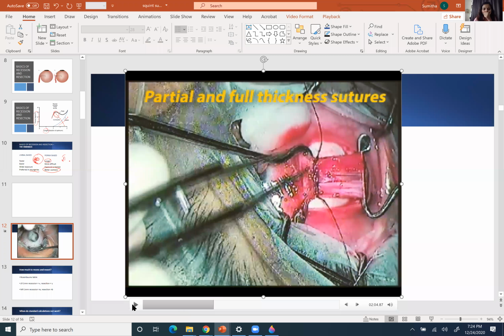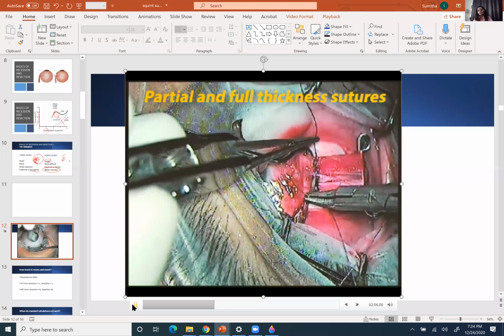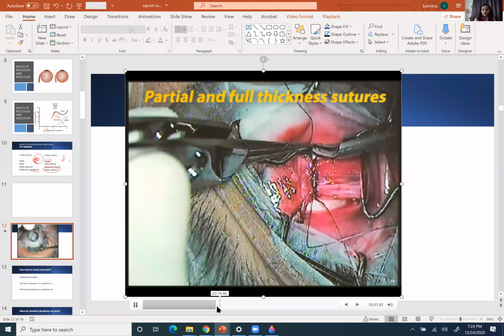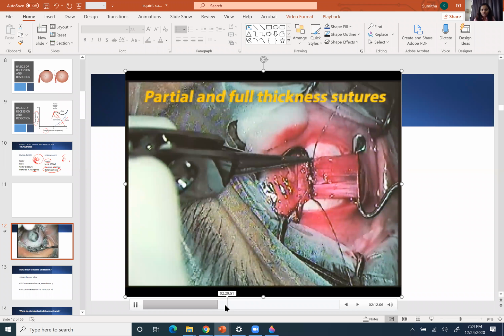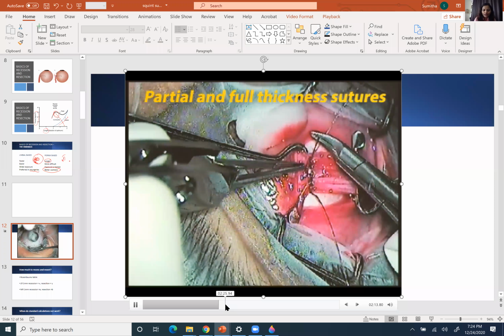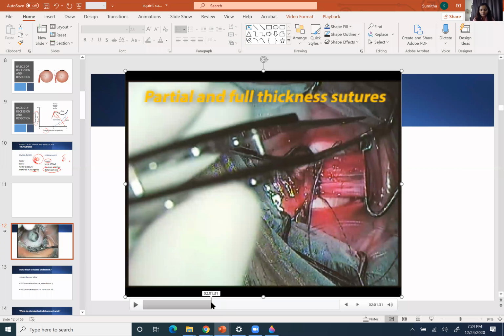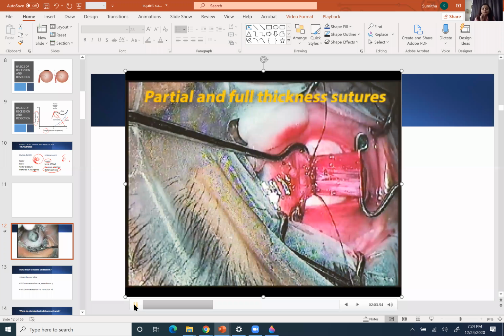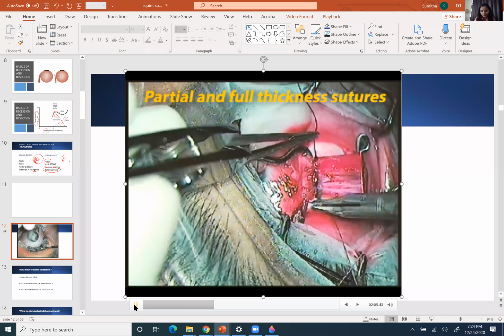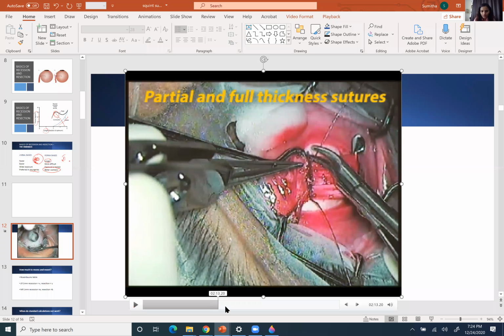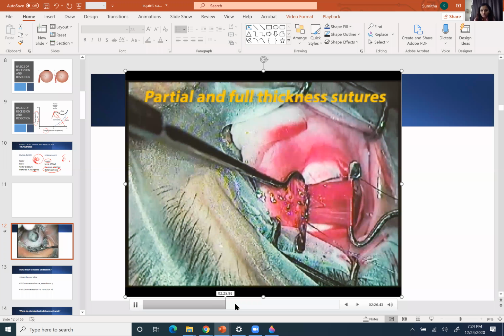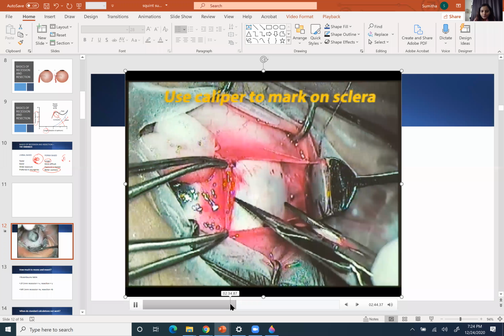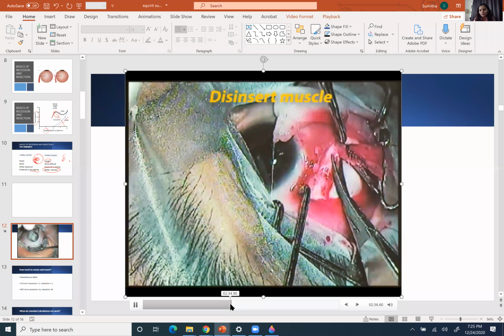So once you secure the muscle like that with the sutures, next you disinsert the muscle from the insertion. So you should make sure that your sutures are not very close to the insertion. Only then will you have sufficient space to actually cut and disinsert the muscle. Yeah, so we covered that. So this is the disinsertion of the muscle.